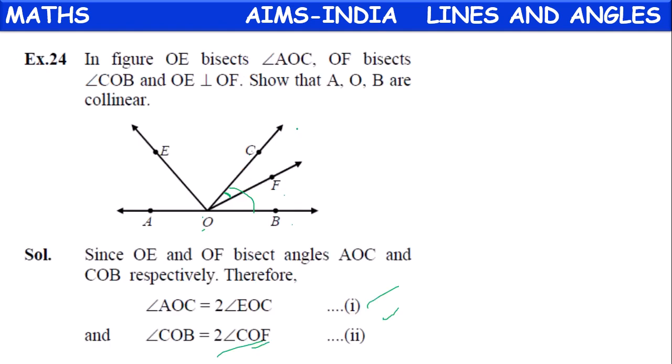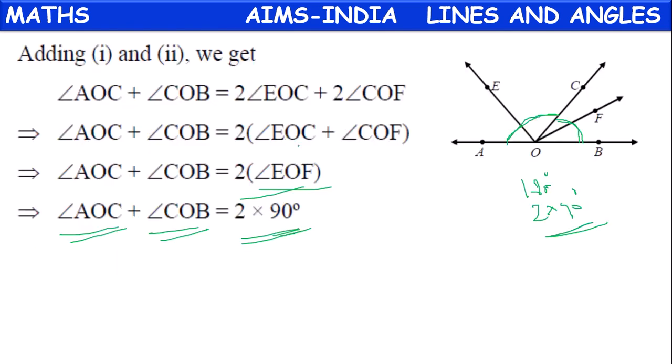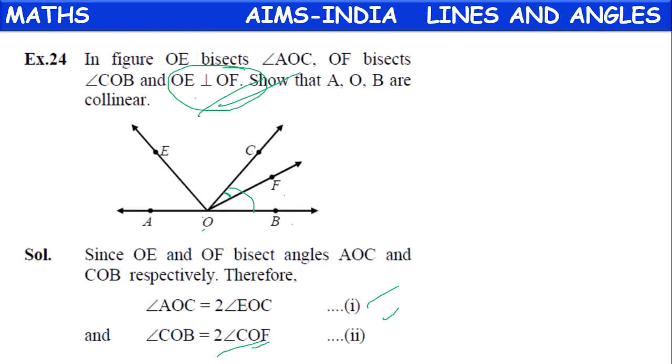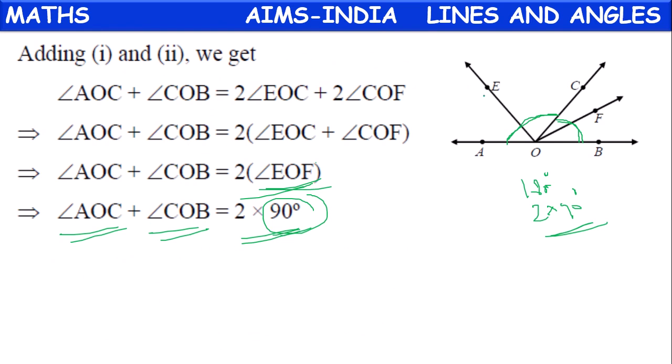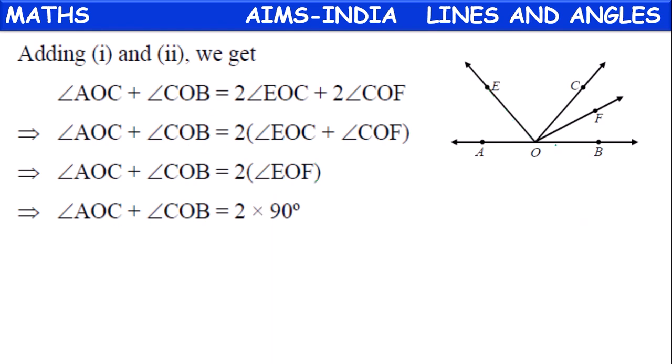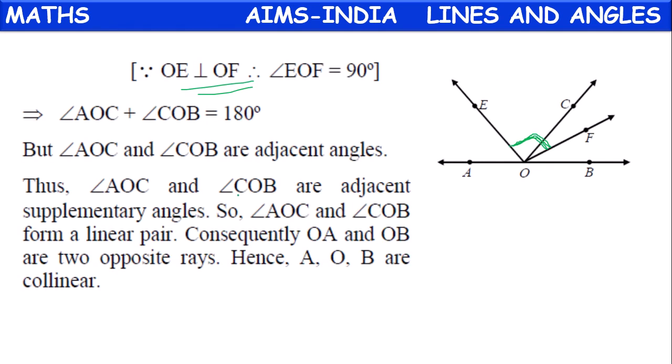So here, children, they have given that OE is perpendicular to OF. That's why in the place of EOF we are taking 90 degrees, because in the question they have given OE is perpendicular to OF. So we take 2 into 90, which is 180 degrees. So AOC plus COB sum equals 180 degrees.